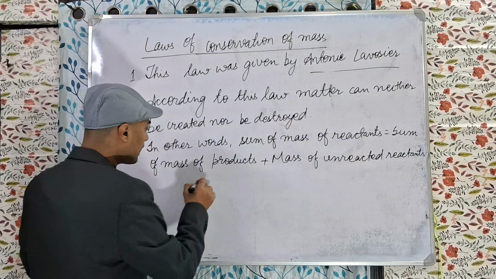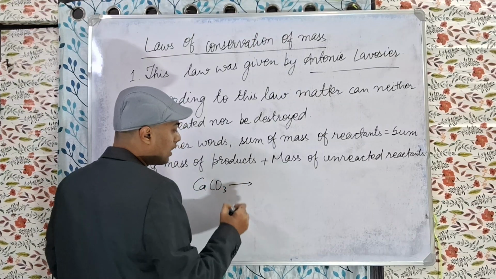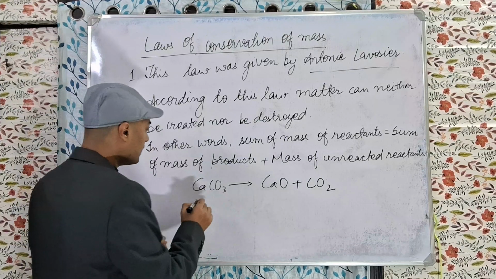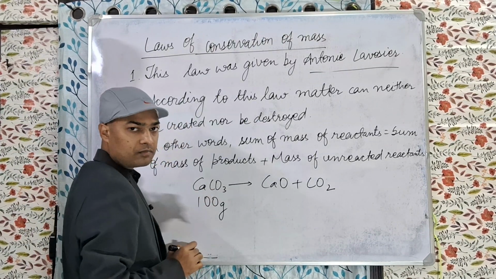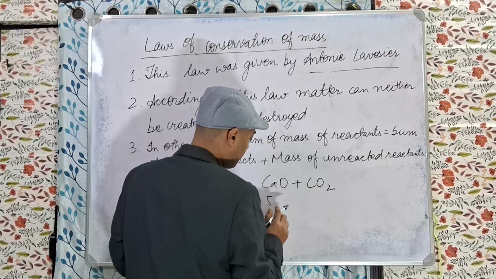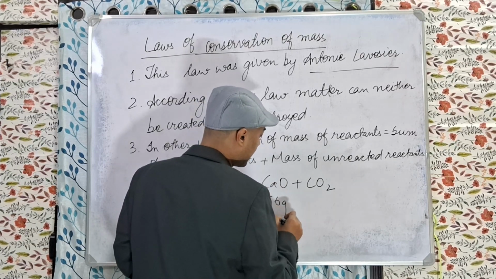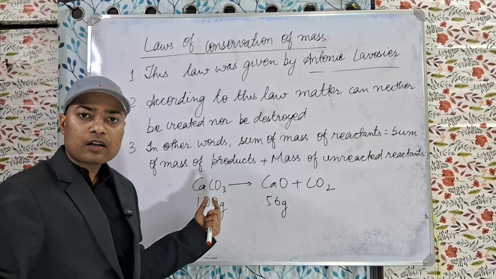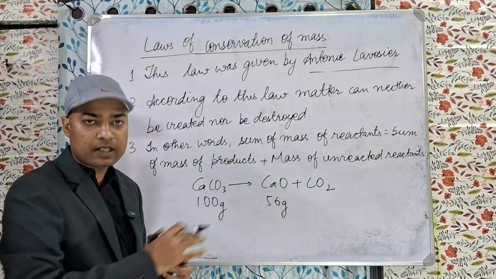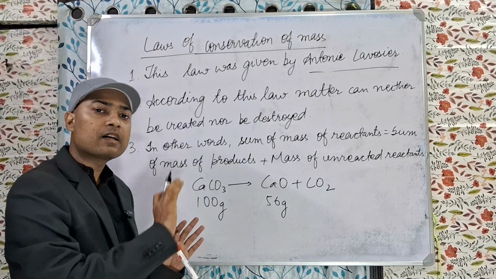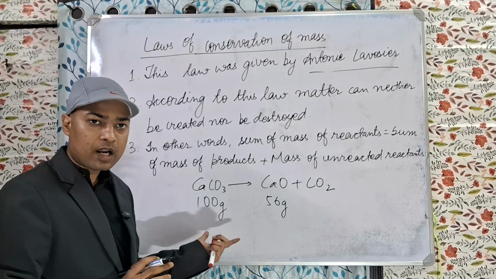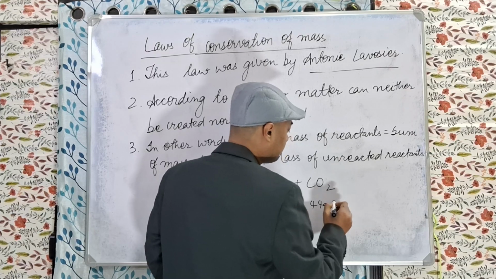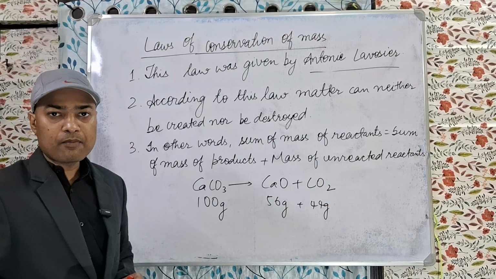Okay, for example, if you take calcium carbonate, and it gives calcium oxide plus CO2. So if this is 100 grams, and this is 56 gram, then what will be its mass? If it is undergoing 100% reaction, that is, 100% reactant is being converted into product, then in this case what will happen? If this is 100 gram and this is 56 gram, this will give you what? 44 grams. Okay, I hope I am clear to you.